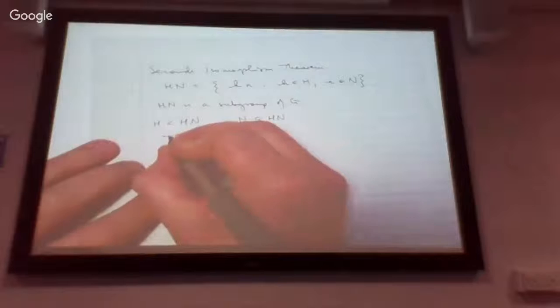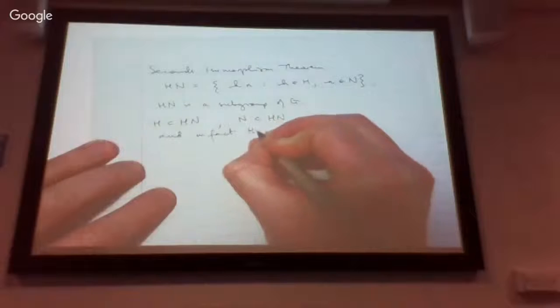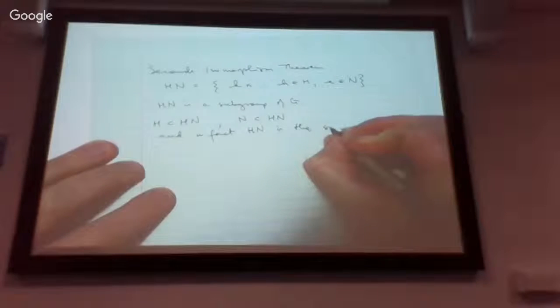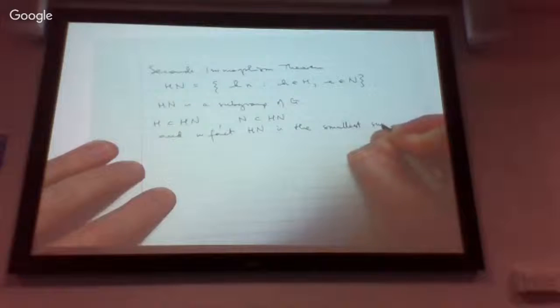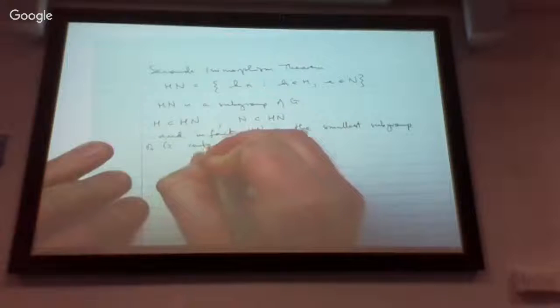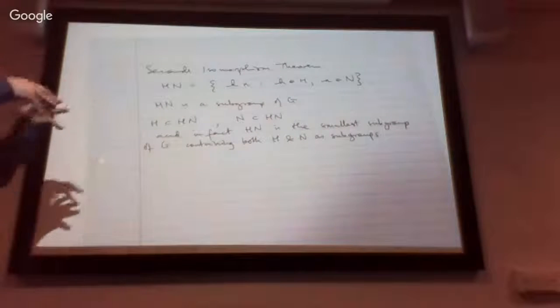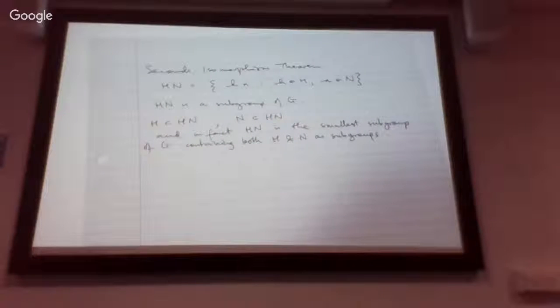And in fact, and this is probably established, or this might be commented on in the proof there, HN is the smallest subgroup of G containing both H and N as subsets. Subgroups, really. Okay. So this construction H times N, it gives you the minimal subgroup that will contain H and contain N.